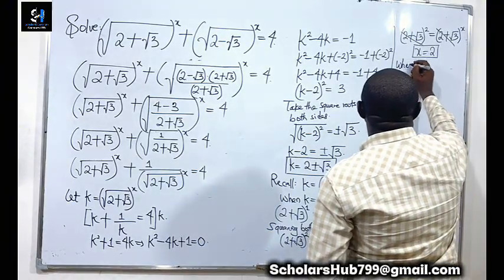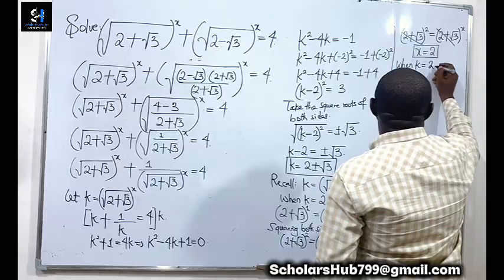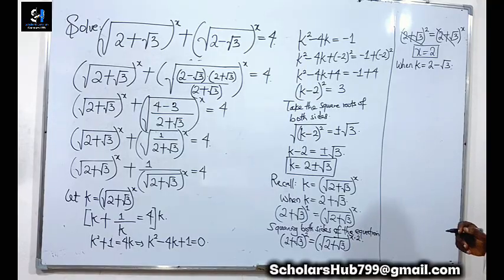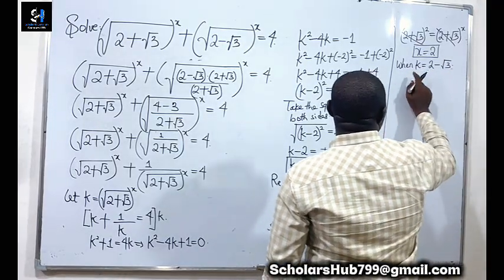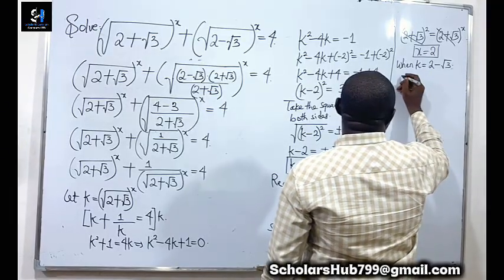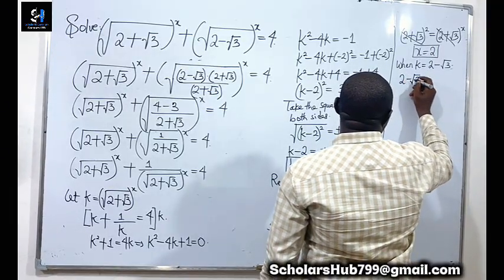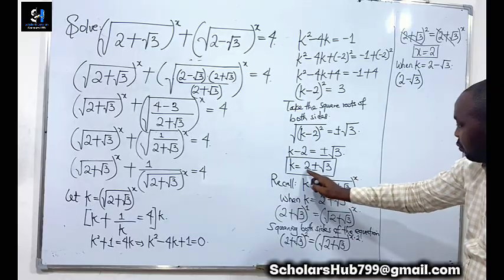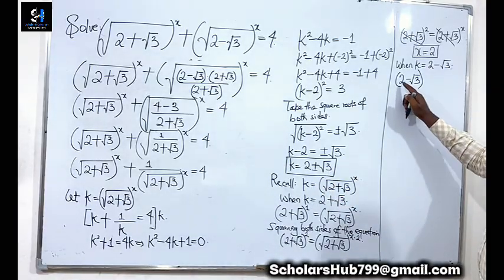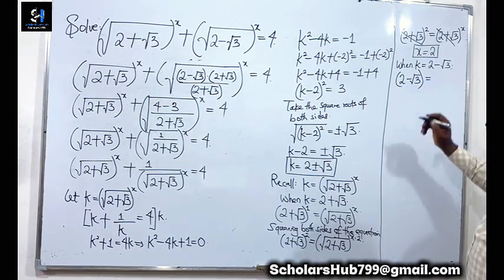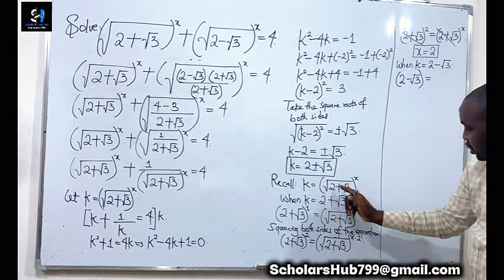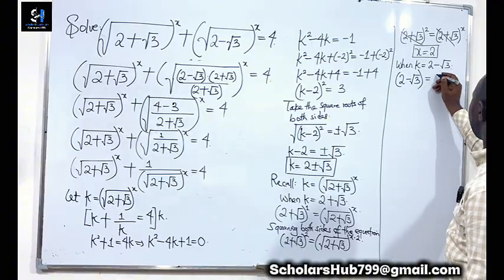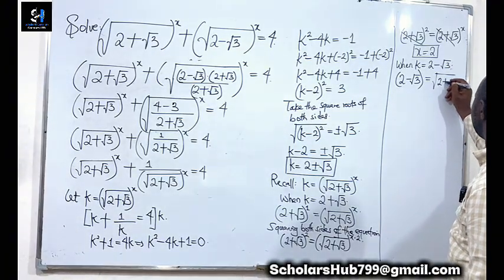Now, when k is equal to 2 minus radical 3, it means that I will again equate 2 minus radical 3, remember we have 2 plus or minus radical 3, with k, which is the x power of radical 2 plus root 3. So that will be on the right hand side in this case.